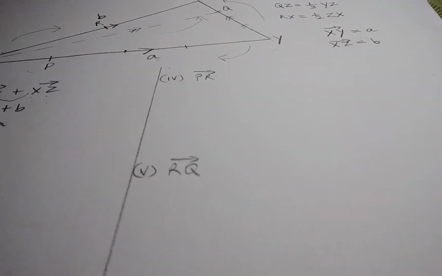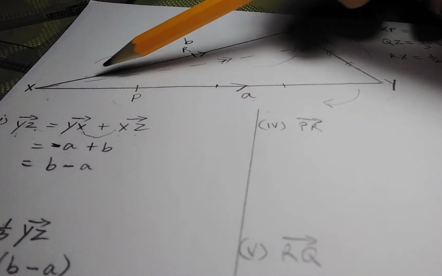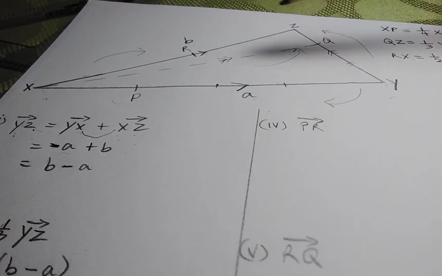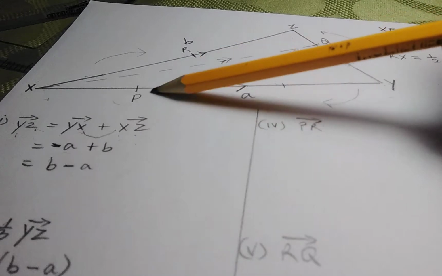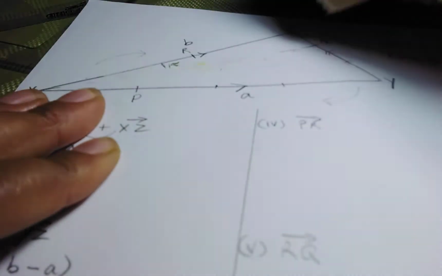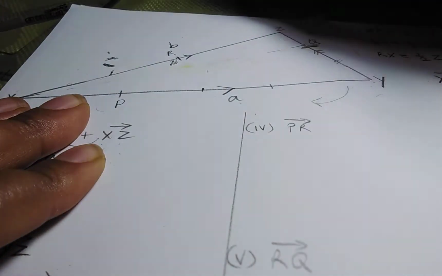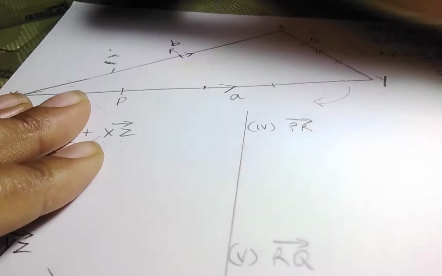Okay, so part 2 of the question, we need to find PR. Just like how we draw a broken line from X to Q, we're going to draw a broken line from P to R to guide us. So, I'm going to use the eraser to erase this, to get this out of the way. Okay, it's kind of messy.